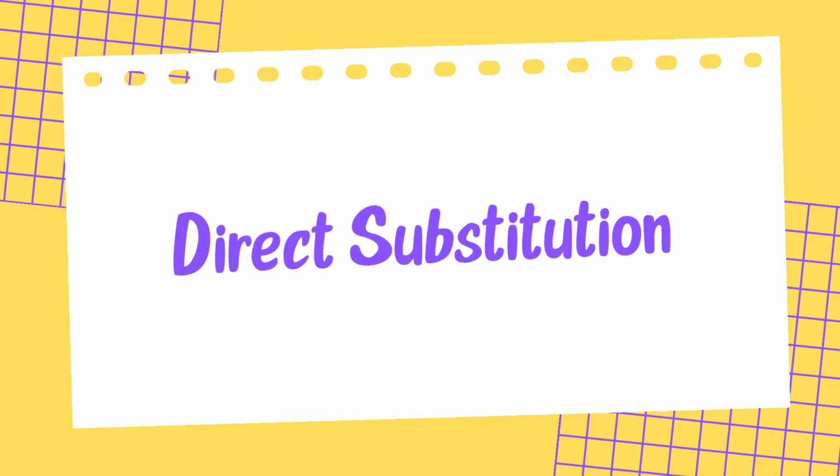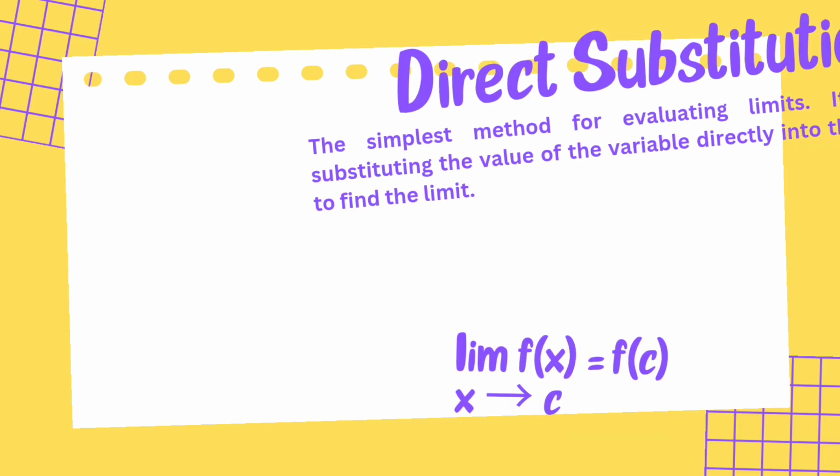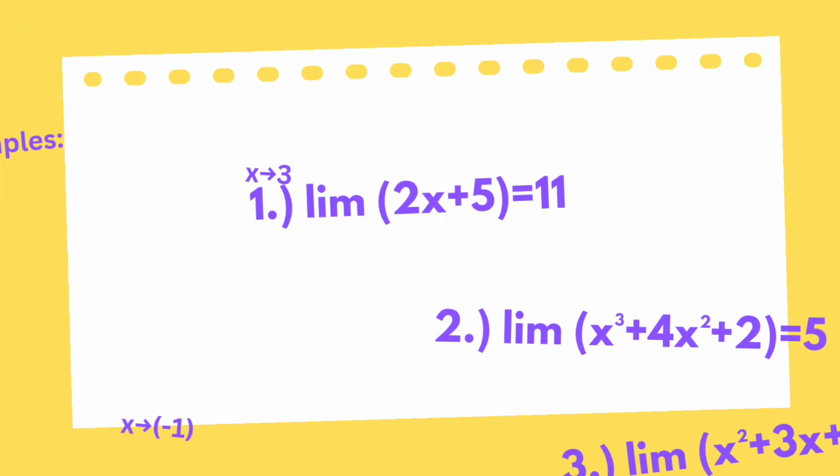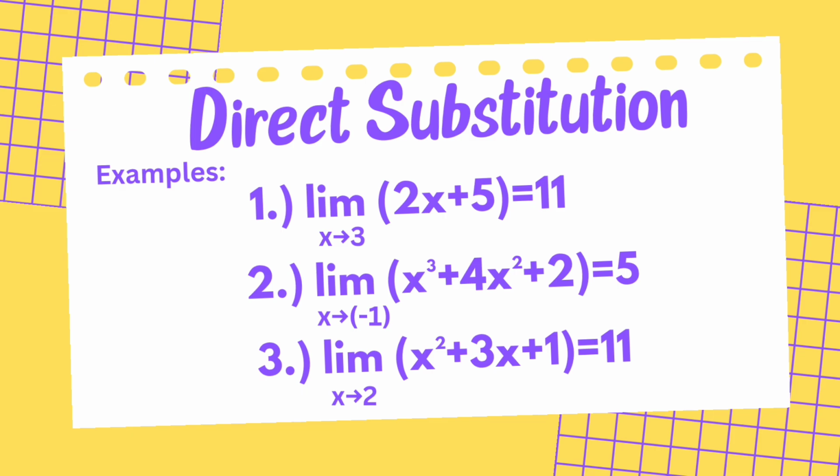So now we have here direct substitution, the simplest method of evaluating limits. It involves substituting the value of the variable directly into the function to find the limit. So we have here the equation: the limit of f of x as x approaches c is equal to f of c.